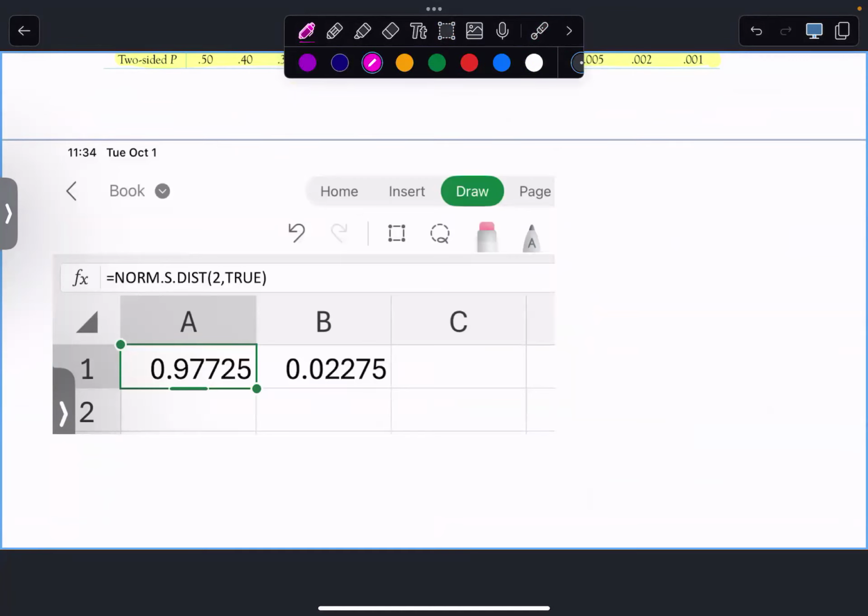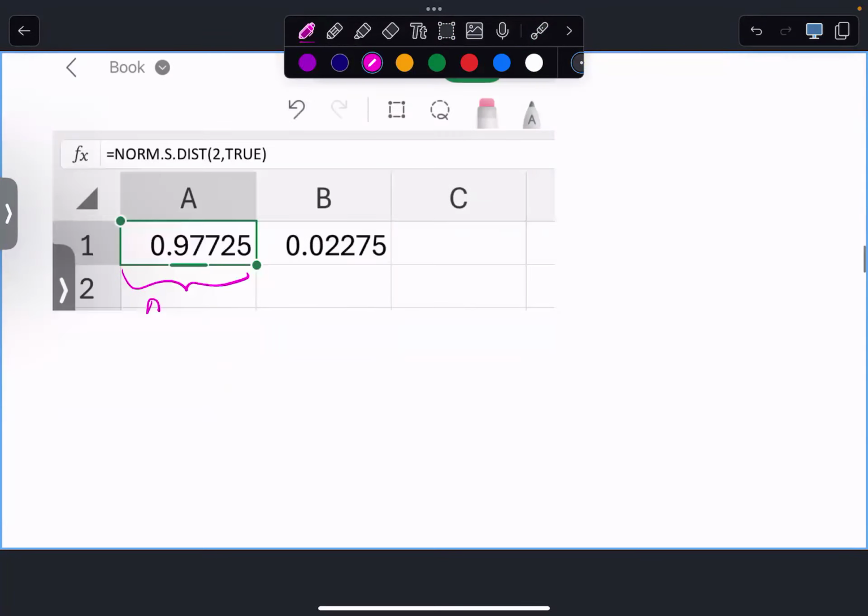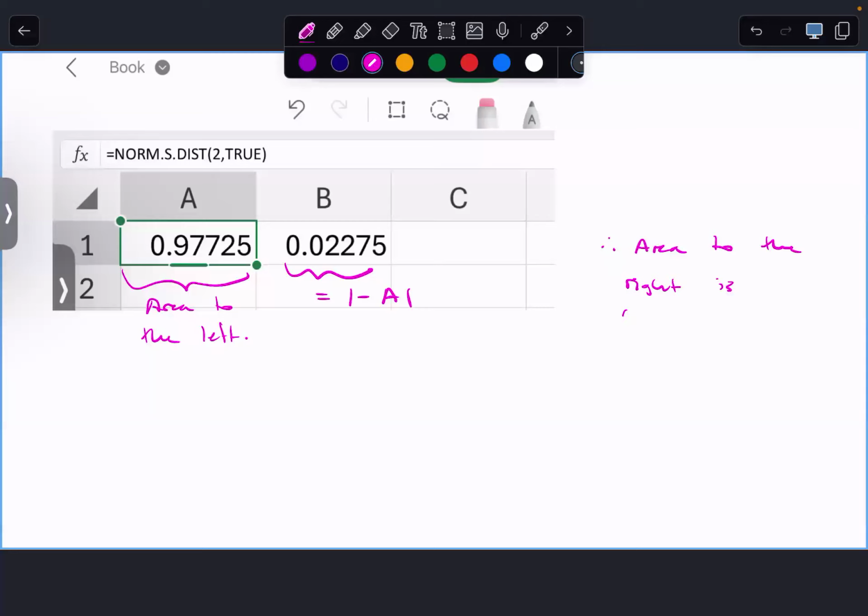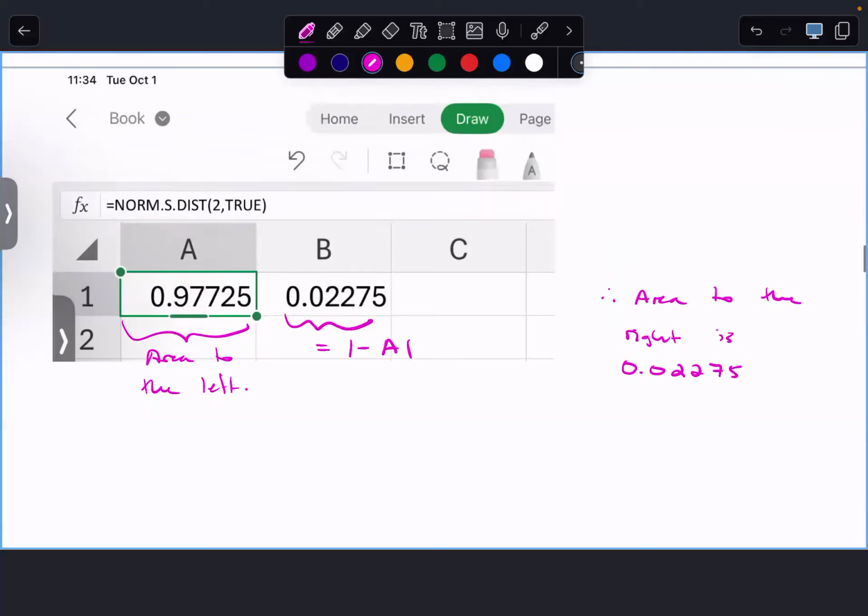So here, this is the area to the left. And here, what we did, this is 1 minus A1. Which means that the exact area to the right, we're told, is 0.02275. How does that compare to what we said?